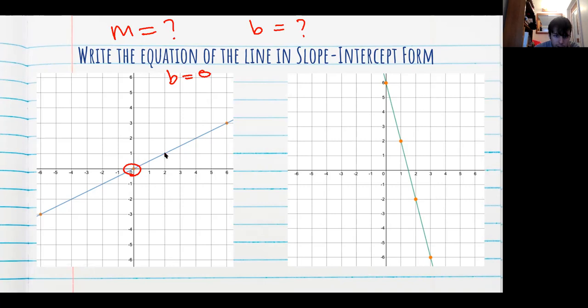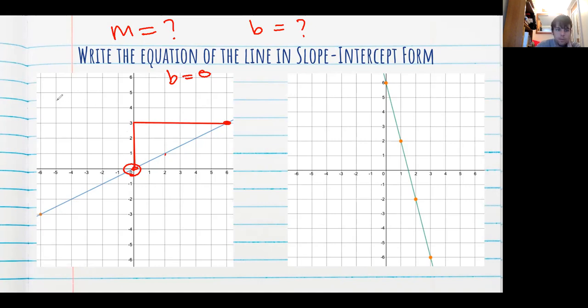Kind of looks like this might be one, but I'm going to use the ones that are marked, because I know for sure those are accurate because they are marked on there. So I'm going to make a slope triangle. Looks like we're going to be going up 3 units and then over 6 units.